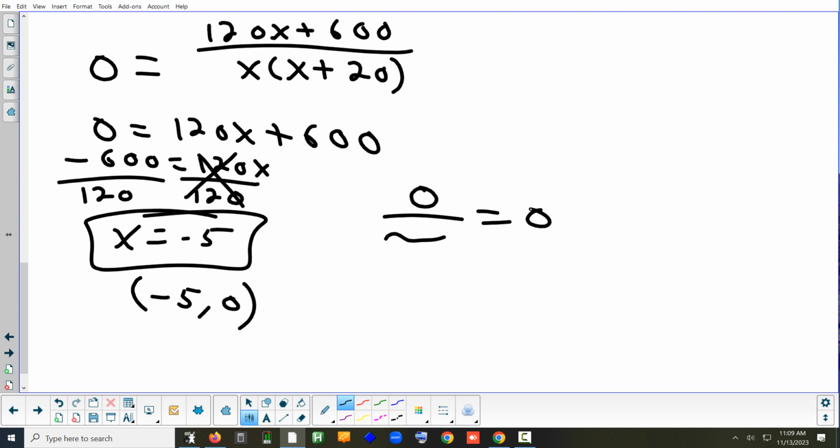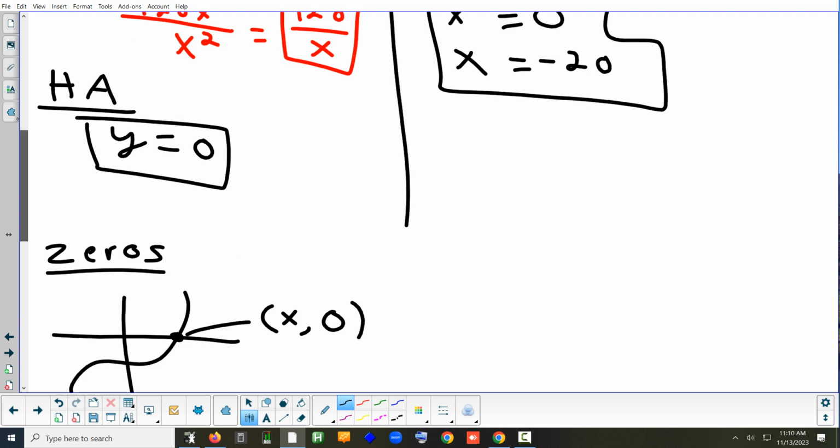So you just need the top to be 0 to be able to solve it? Yep. The only caveat to that is if you have 0 divided by 0, well, then that's undefined. That's a little different. But that's not what's happening here. Okay, so let's sketch it.